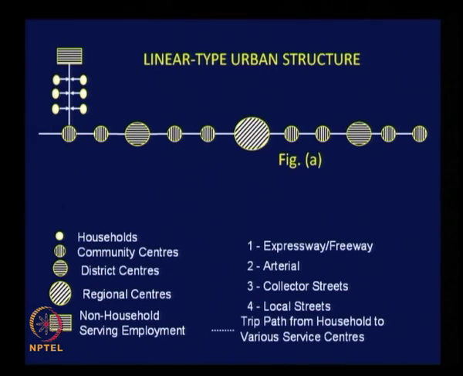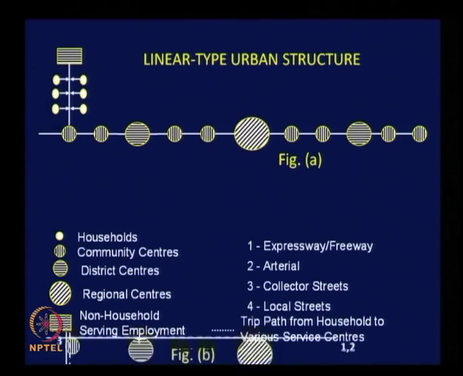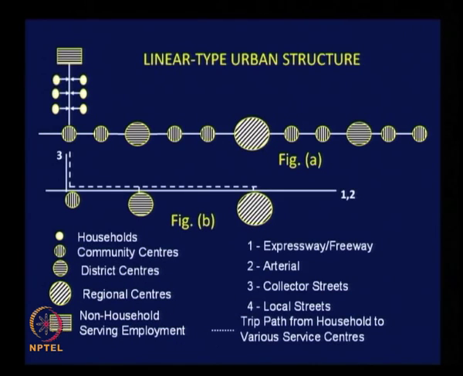And the legends are the same as we have seen in the previous cases, and let us see the connectivity between the hierarchy of road system and these centers, that is shown in figure B. This is the connectivity. The dotted line indicates the trip path, right, and one has to take this route from households to come to a community center, then reach out to a district center, then from district center to a regional center.